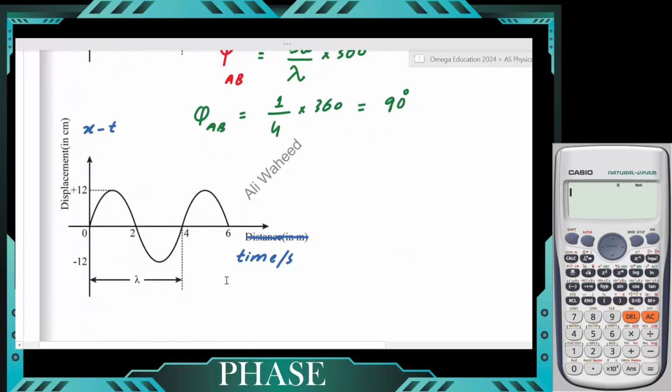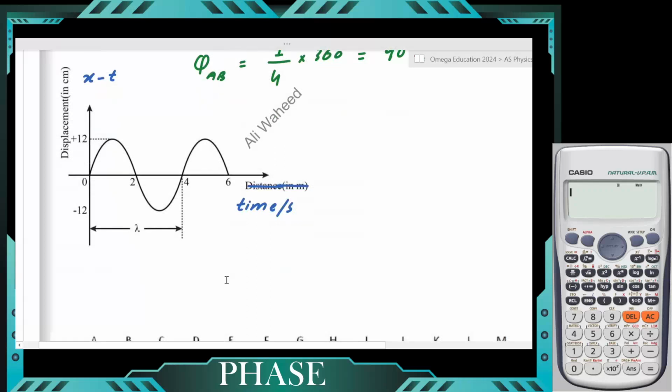And let's say in the next case, you're provided with a displacement time graph. And I have a point over here. Let's say one point over here, point A over here, point B over here. And we need to find the phase difference between the point A and B.